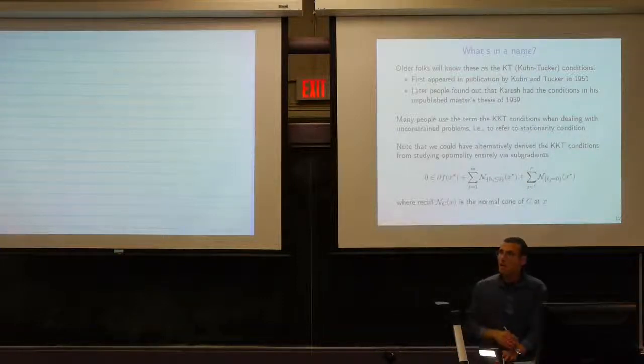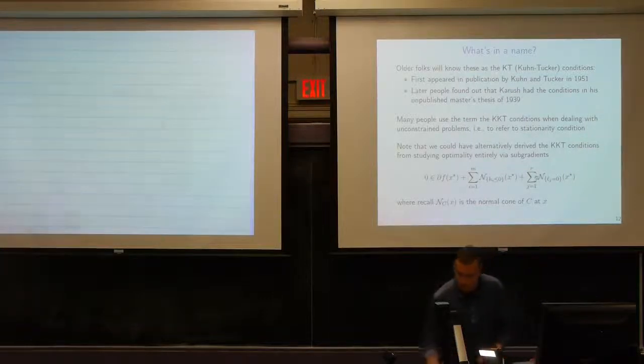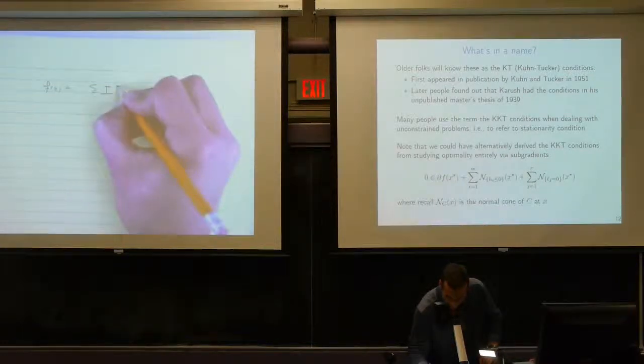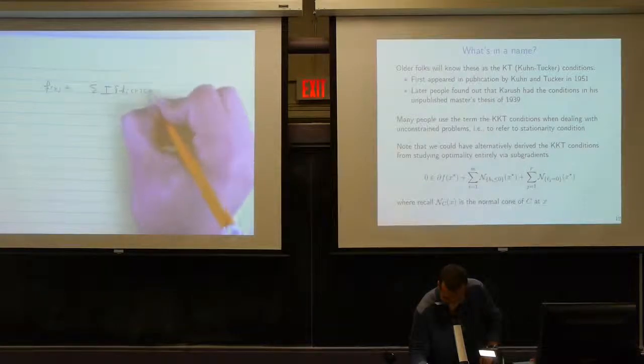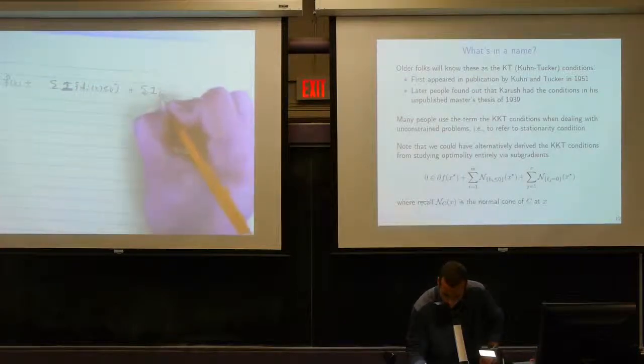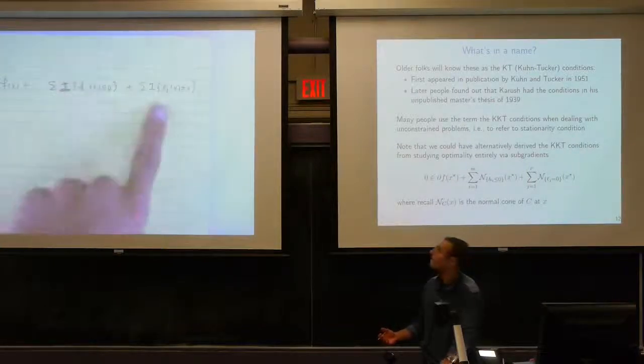Alternatively, you could have gone through the entire thing via subgradients. If I had this constrained optimization problem, I know that x star is an optimal point if and only if 0 is a subgradient of the criterion at x star. And I could have written the constraints as indicators. I could have written the problem as f of x plus the sum of the indicators that h_i of x is less than or equal to 0, plus the sum of the indicators that l_j of x is equal to 0. And I could have said that x star minimizes this if and only if 0 is a subgradient of this whole thing at x star.